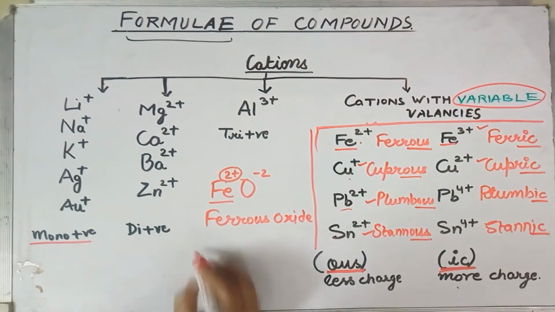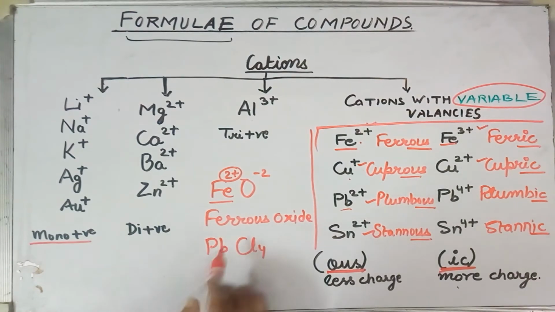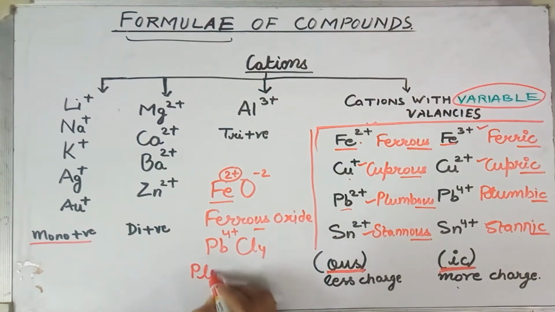In the same pattern, if I am having PbCl4, this is Pb plus 4 and this is minus 1. So this PbCl4 will be named as plumbic chloride.